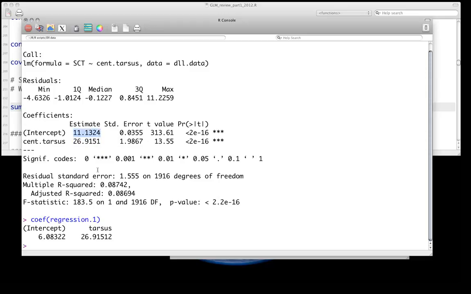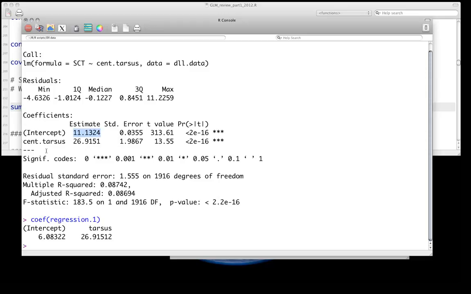Part of it is the pivoting issue, and estimating well outside the range, which would increase the standard error. Now our intercept is estimated at the value of 0 for centered tarsus, and it is 11.13. So we're saying when tarsus is at its mean level, or centered tarsus is at 0, our expected number of sex comb teeth is 11.13. So essentially at the mean. And our slope is the same. So it does make a lot more sense.